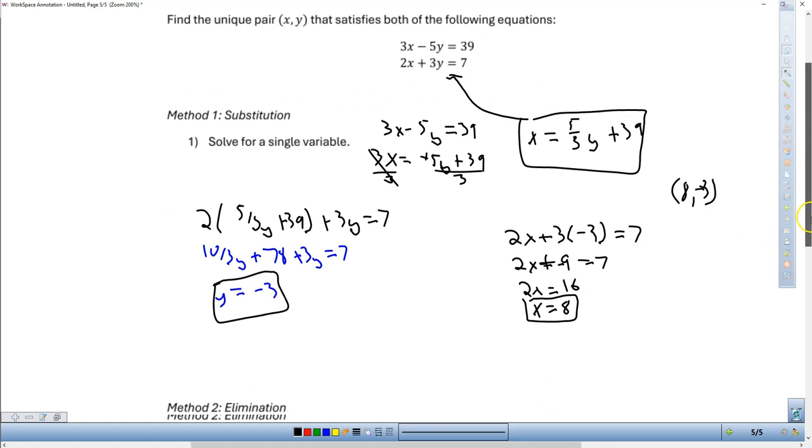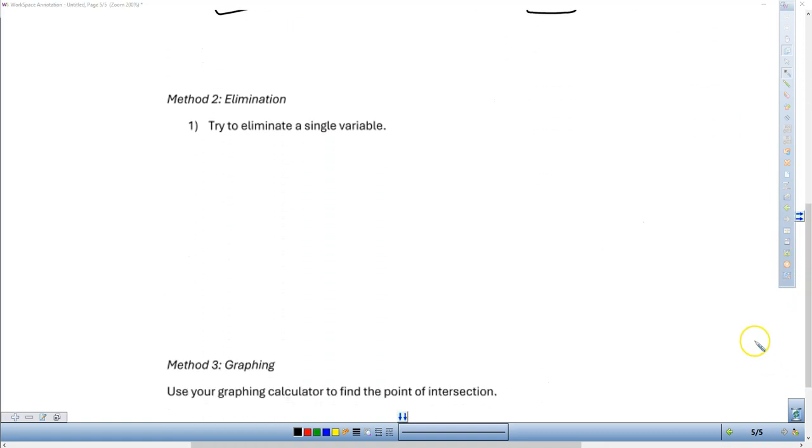Now that's, of course, just our first method. Our second method is elimination. We can try to solve this by getting things to cancel out, and sometimes this can work out nicer for us than what substitution might do. So with elimination, we can set these up. We're going to set it up as, again, the original equation: 3x minus 5y equals 39 over 2x plus 3y equals 7.